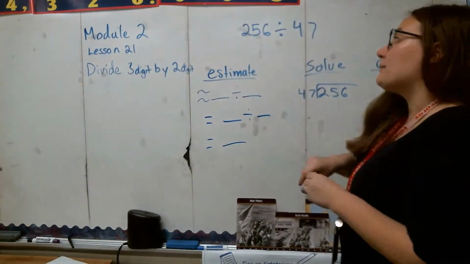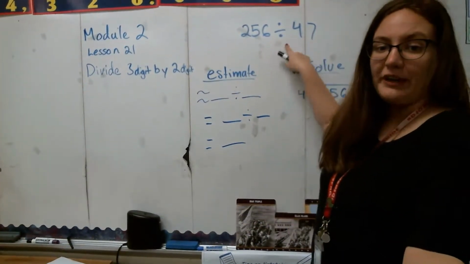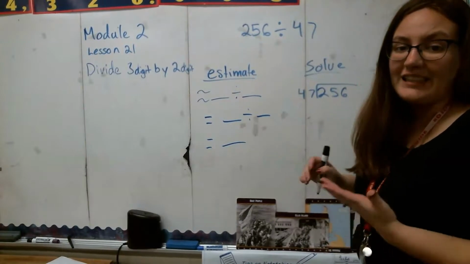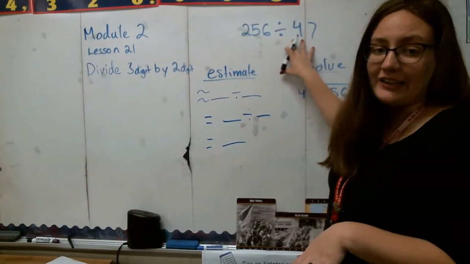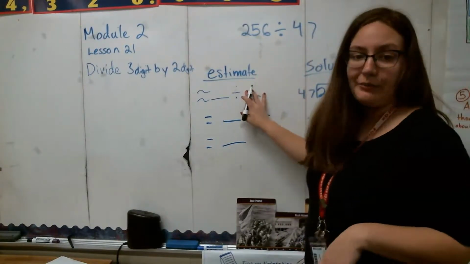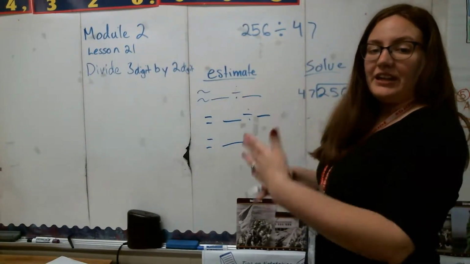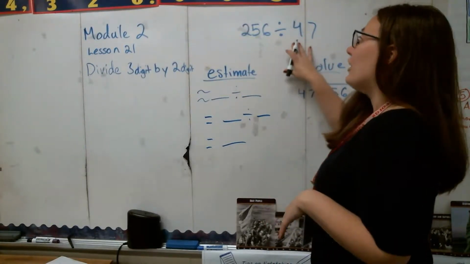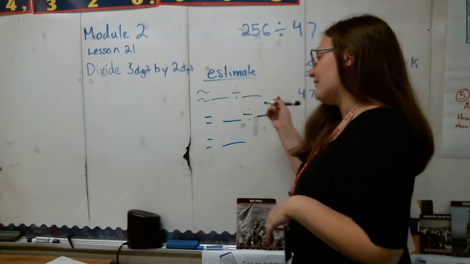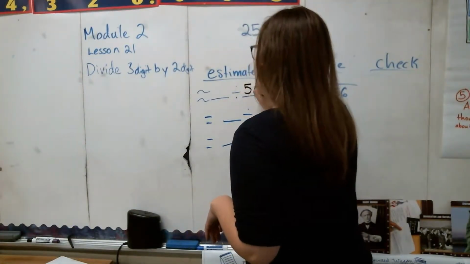So, for this problem, 256 divided by 47, I need to first estimate this problem. So remember, I have this number 47 here, my divisor. I like to write that number down first, and I'm going to round it up or down. I think I'm going to round it up this time because 50 would be closer to 47. So I'm going to round this to 50.